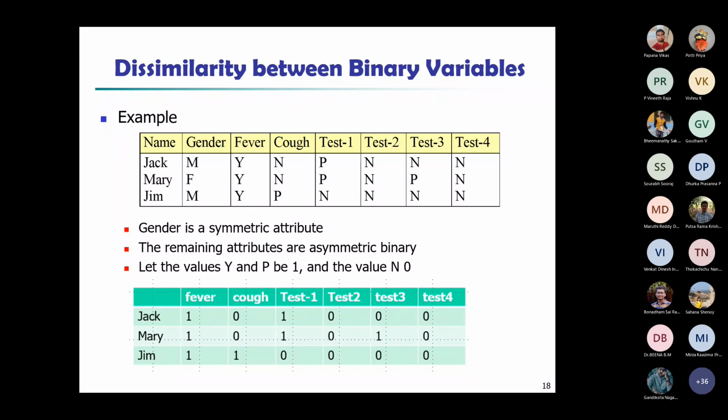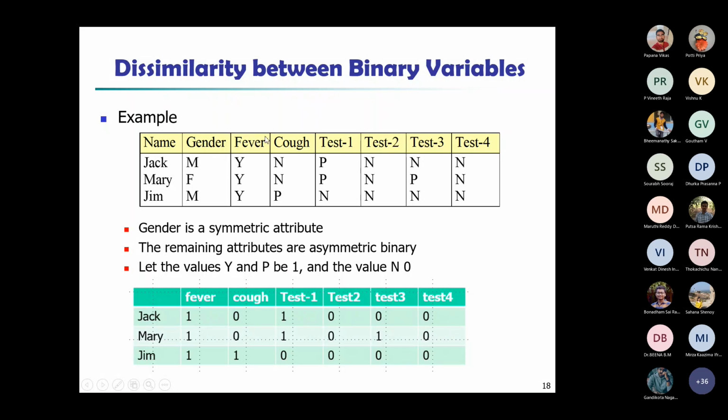So assume, it's actually obvious, but for example, fever being yes has more importance, so we put it as 1. Similarly, a test result being positive has more importance, because they are asymmetric, so one of the values will have more importance than the other. So we give the value 1 for Y and P, and the N value is 0. So now let us find the similarity.